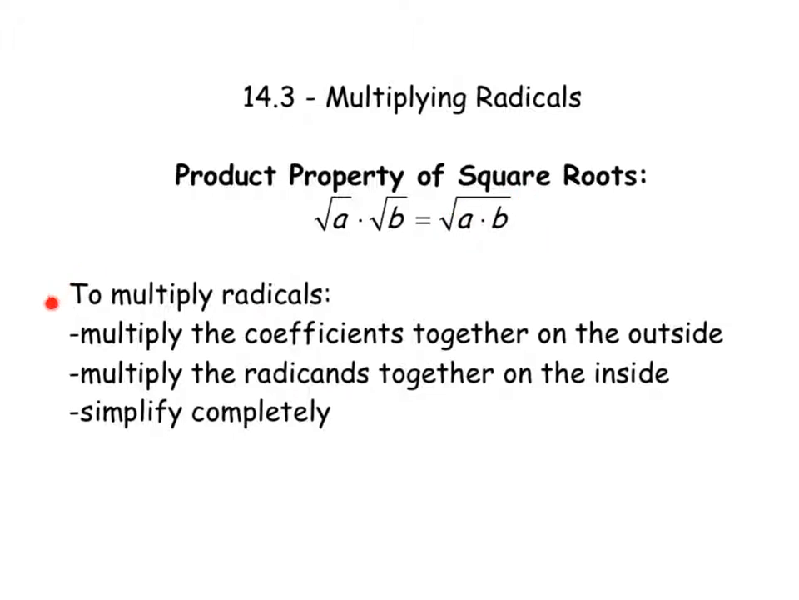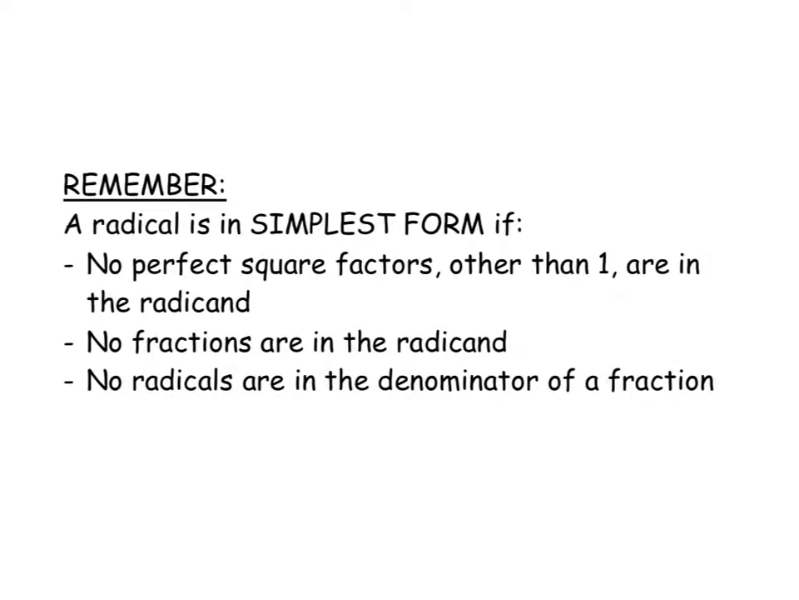So here are the steps to multiplying radicals. To multiply radicals, multiply the coefficients together on the outside, then multiply the radicands together on the inside, and then you get to simplify completely. And then we must remember these things. A radical is in simplest form if there are no perfect square factors other than 1 in the radicand, there are no fractions in the radicand, and no radicals are in the denominator of a fraction.